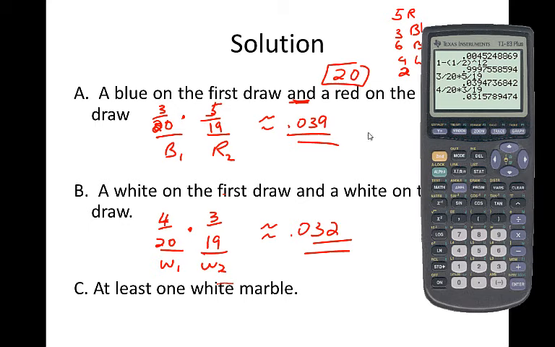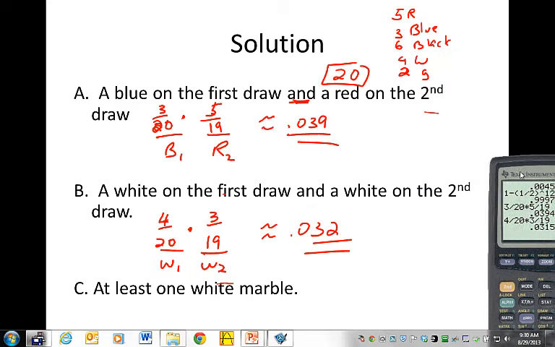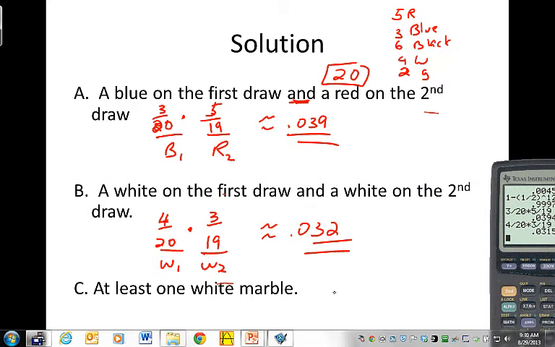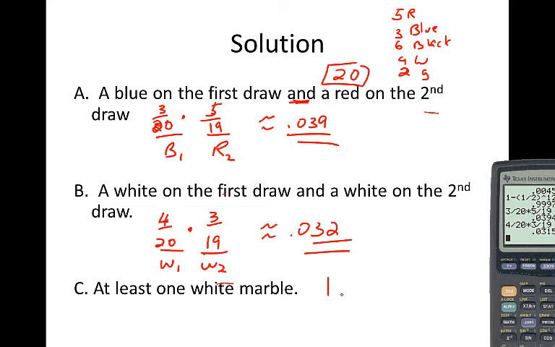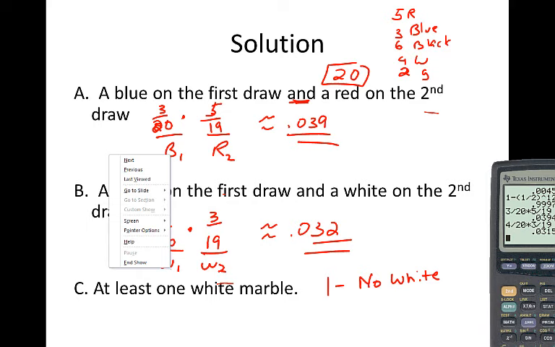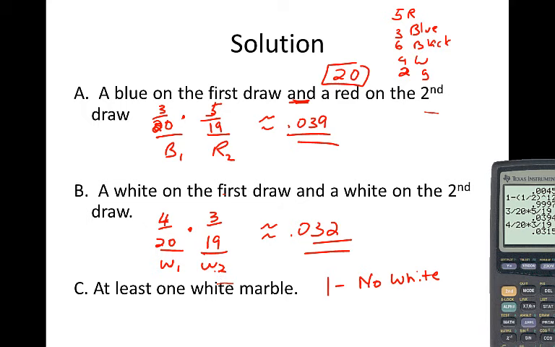Okay, at least one white marble. It's easier if you do 1 minus no white. Because if you do at least one white the other way, you've got to find out that if this one's white, this one's not white, this one's not white, this one's white, or that they're both white. So that's 3 separate events we have to actually calculate. So it's easier to find the probability of no whites and then subtract that from 1.